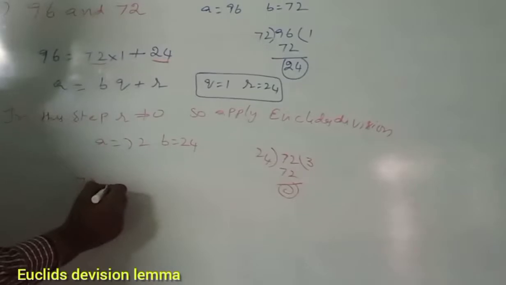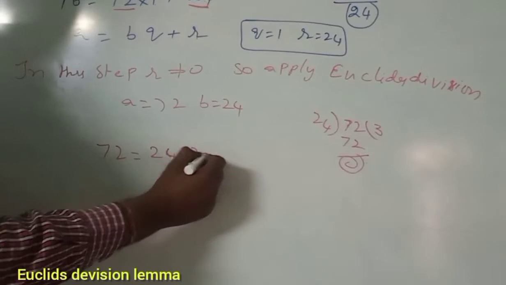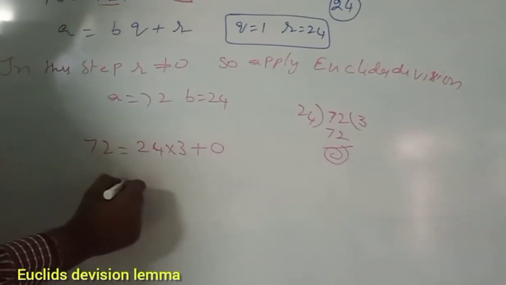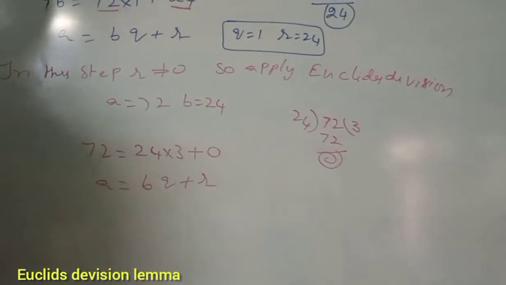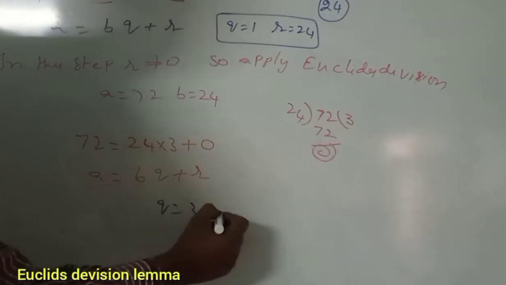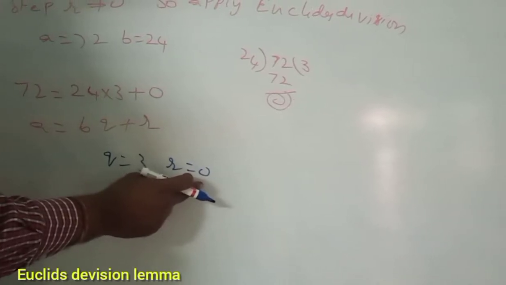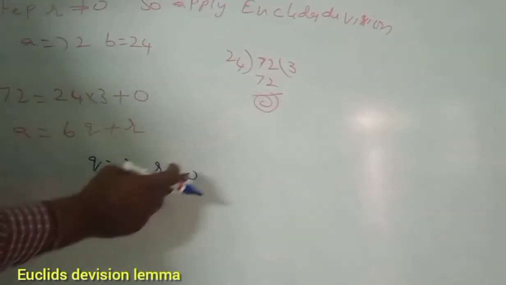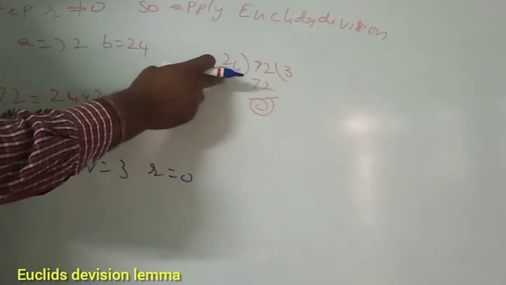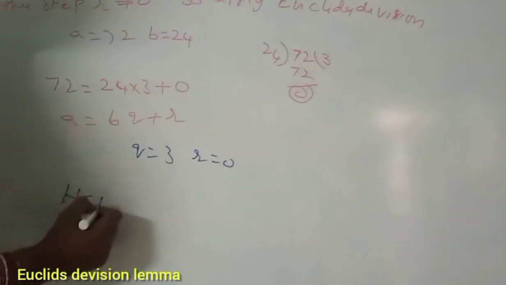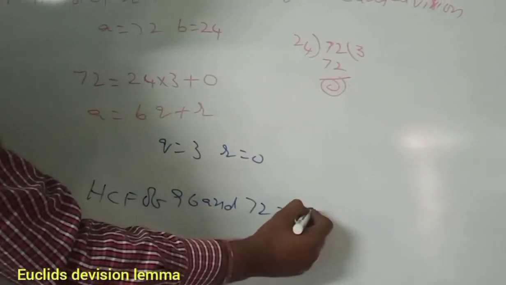So 72 is equal to 24 into 3 plus remainder. Here A is equal to BQ plus R. So what is the Q value? 3, and R is equal to 0. When R is equal to 0, remainder value 0, when is it possible? When divided by 24. 24 divided by 24. So 24 is the HCF of 96 and 72.